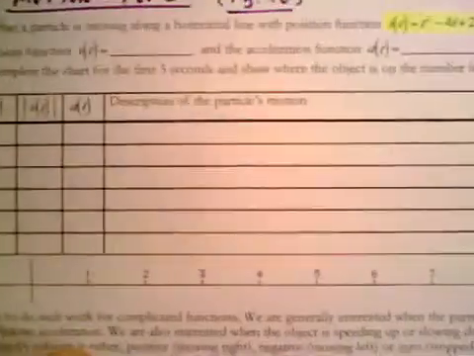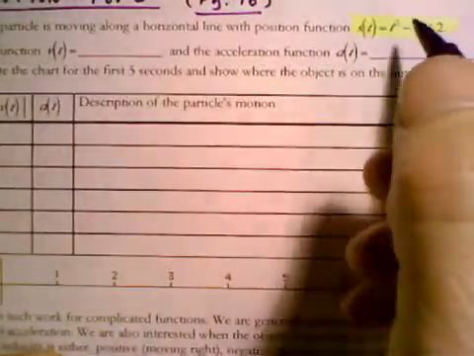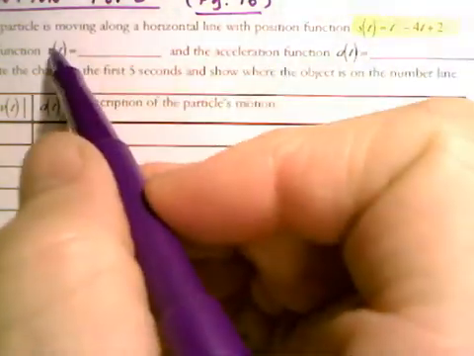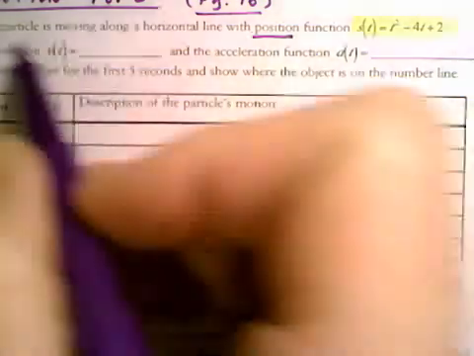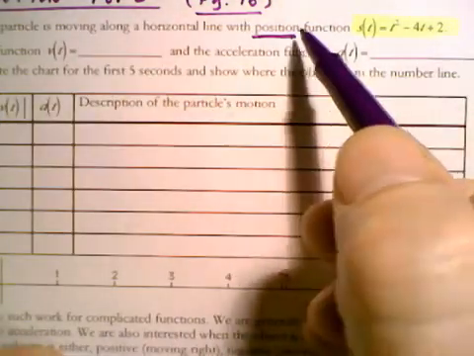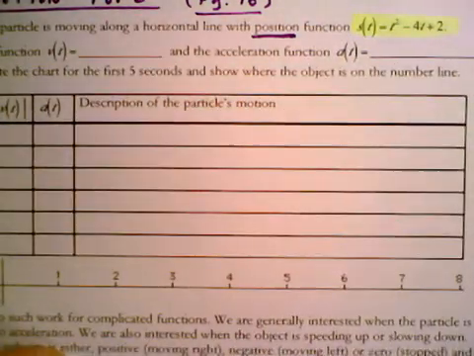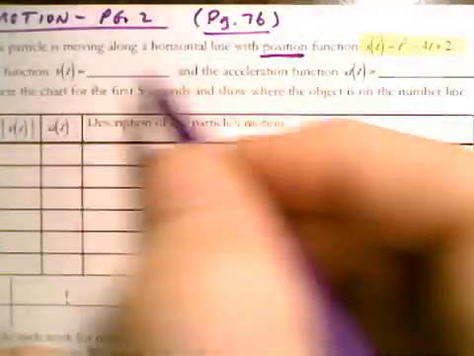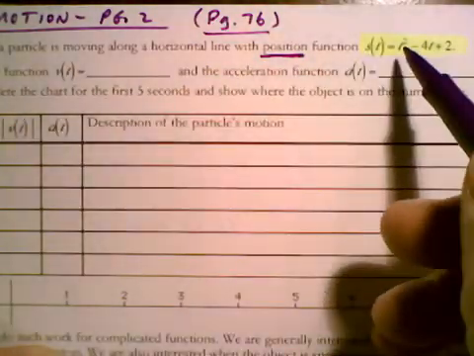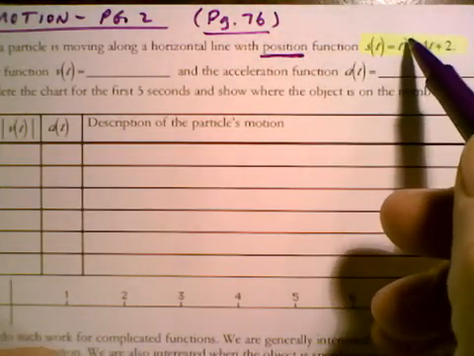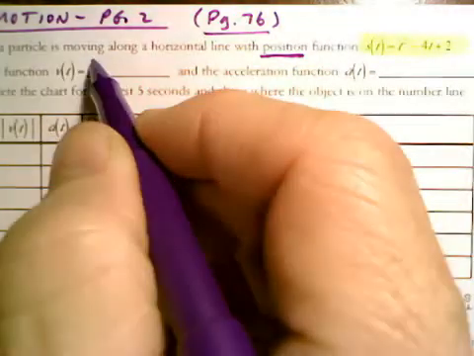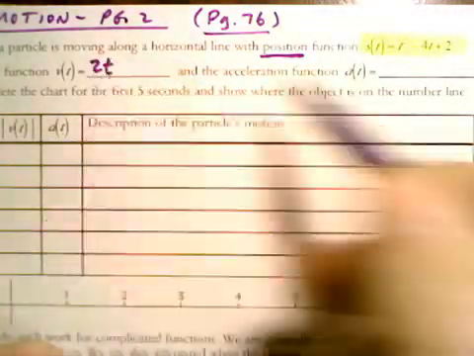Now, given that the position function is t squared minus 4t plus 2, remember the velocity is the rate of change of the position, rate of change being another way to say derivative. So the velocity is the derivative of this function with respect to t. Just like if this were an x squared, the derivative of x squared would be 2x. The derivative of t squared would be 2 times t.